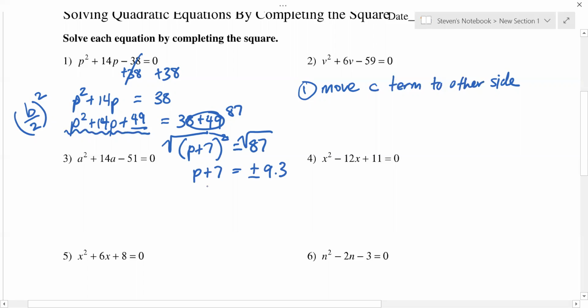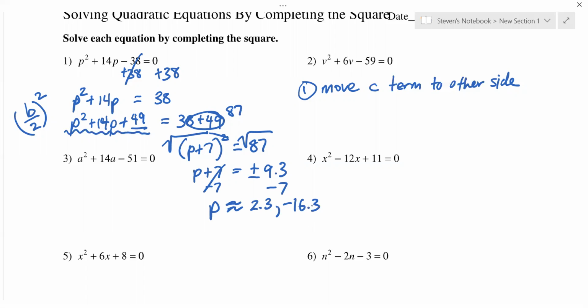And the only thing I have to do is subtract 7 from both sides. So that gives me p equals, so I have positive 9.3 minus 7, which is 2.3. I should say approximately here too. Approximately 2.3, and negative 9.3 minus 7, which is negative 16.3. There you go. That's the first one there.